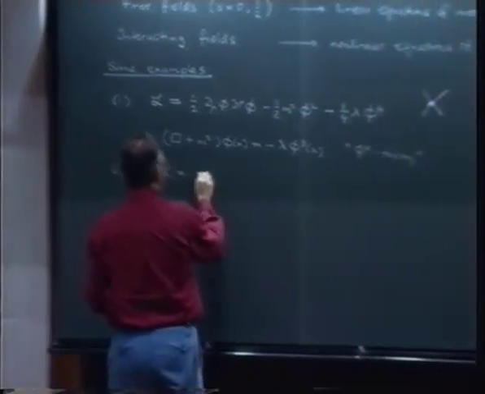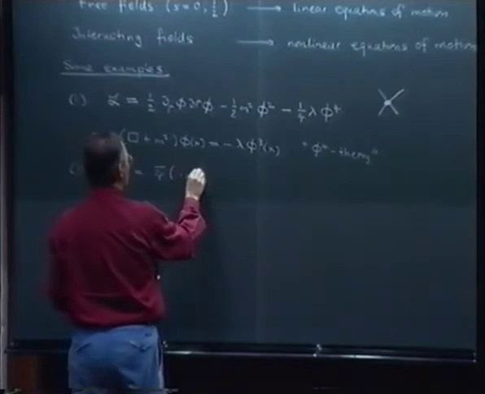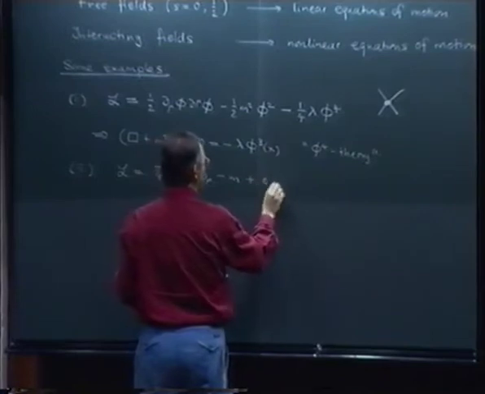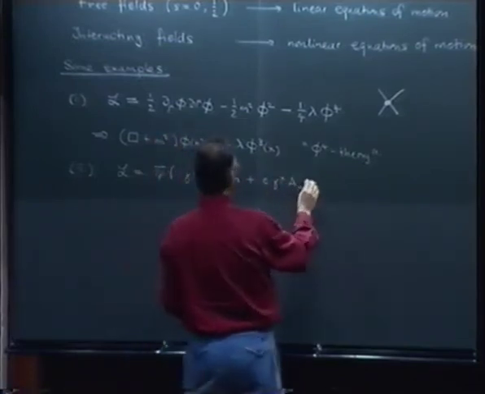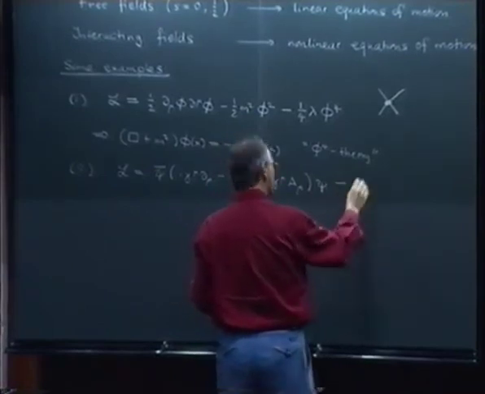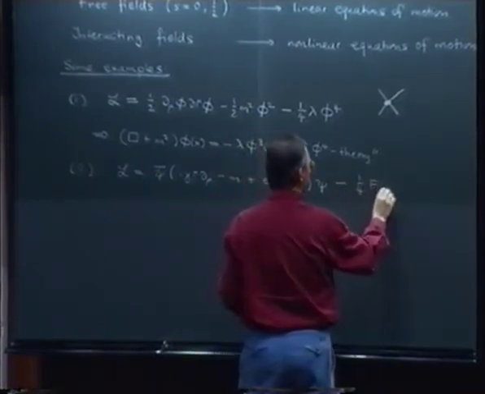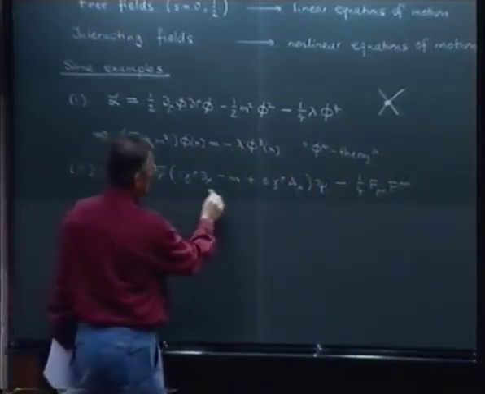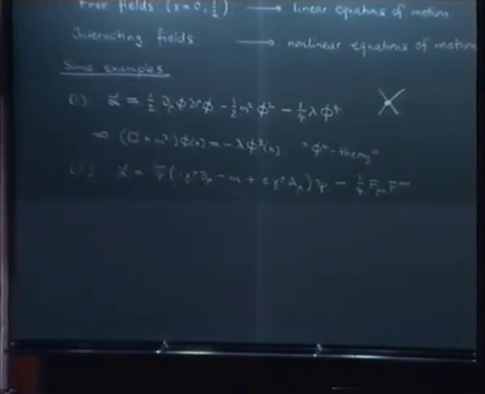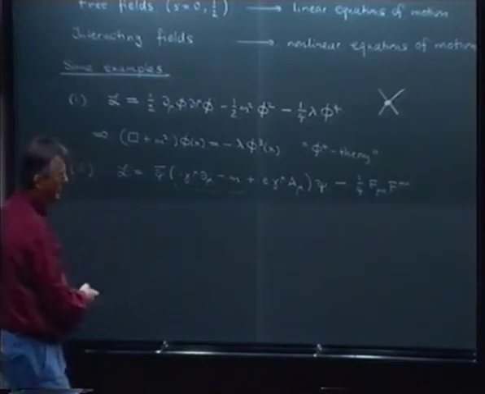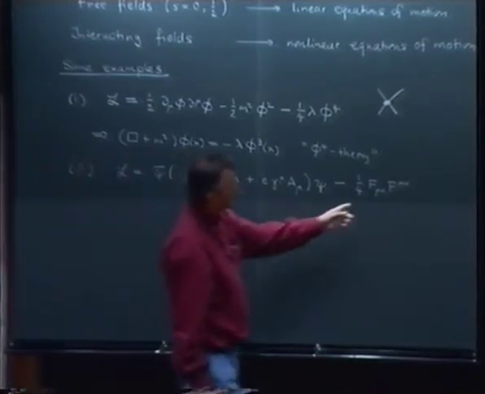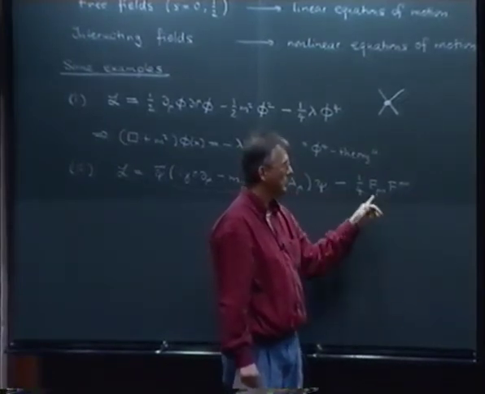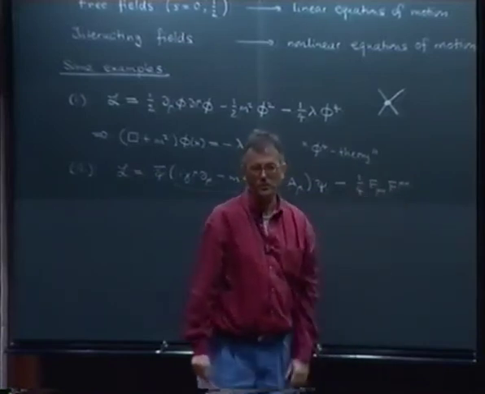We have psi bar (i gamma^mu d_mu minus m plus e gamma^mu A_mu) psi minus a quarter F_mu nu squared. Now what is this? This is the free Dirac theory that we discussed yesterday, so this gives the free Dirac equation. And this is something I did not discuss, but you know what it is, I suppose. This is the Lagrangian for the photon.